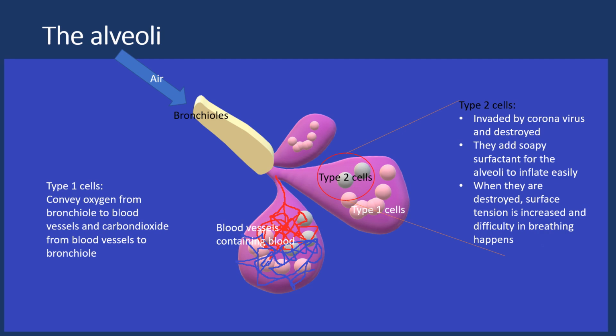The type 2 cells is what the coronavirus invades. Invaded by the coronavirus and are destroyed. They add soapy surfactant for the alveoli to inflate easily, which when they are destroyed, surface tension increases. I'll explain. The surface tension increases and difficulty in breathing happens.